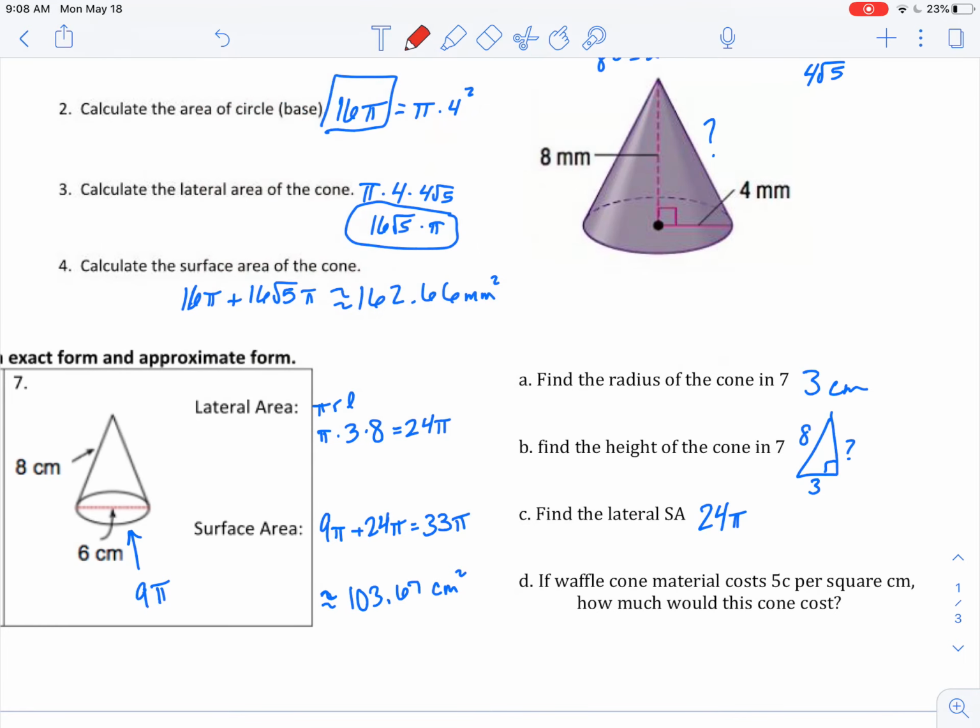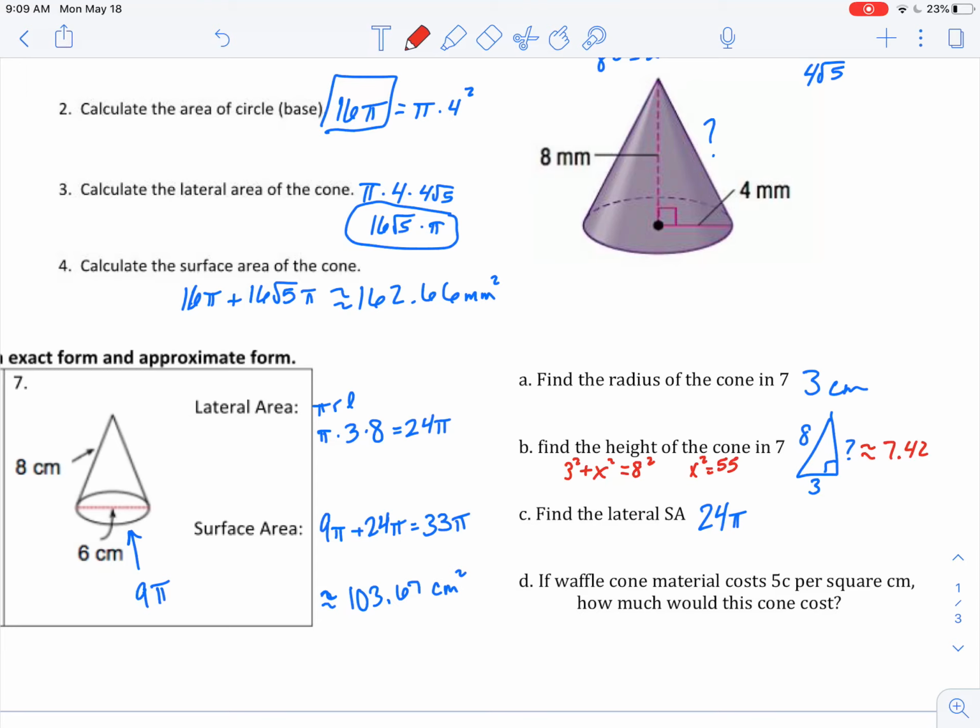So I can use my Pythagorean theorem and say 3 squared plus x squared equals 8 squared. So 8 squared minus 3 squared is going to be x squared. So x squared is 55. So x is approximately 7.42.